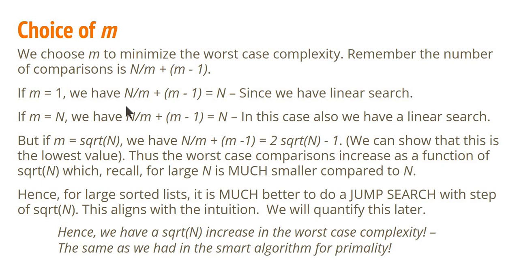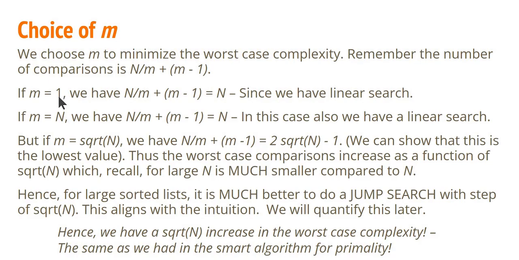We saw that the worst case complexity for jump search is n/m + m - 1. Again, like I said, this tacitly assumes that n is divisible by m. Doesn't matter. Let's go with this formula, n/m + m - 1, because the insights we are going to get from this are quite unique, quite nice. Let's take a few situations.